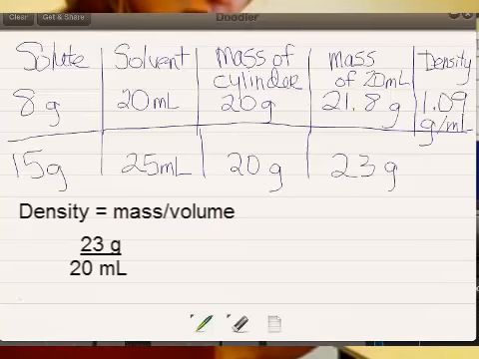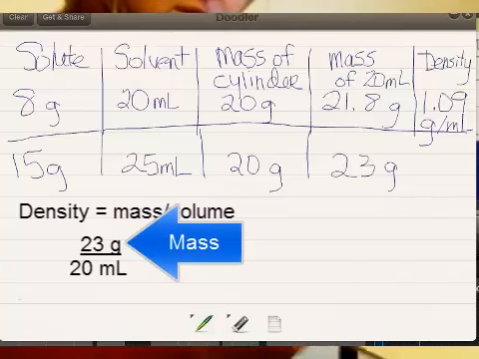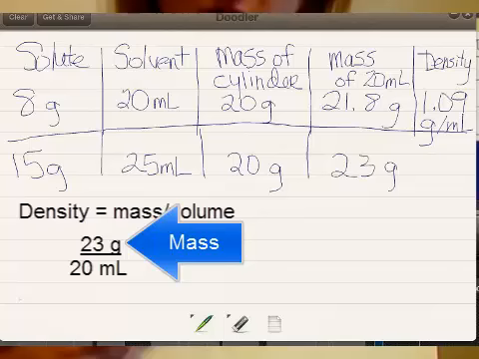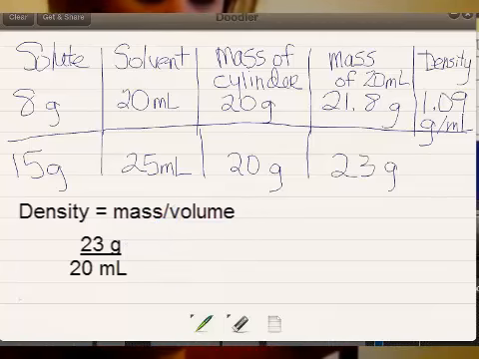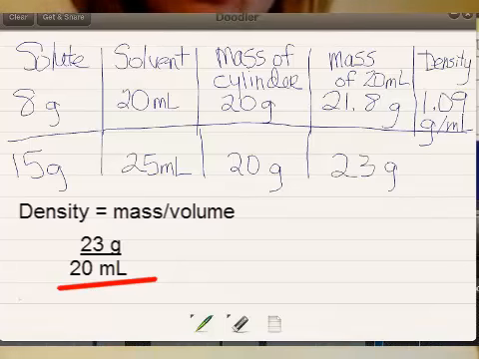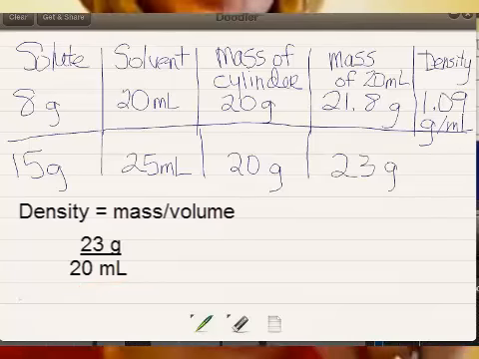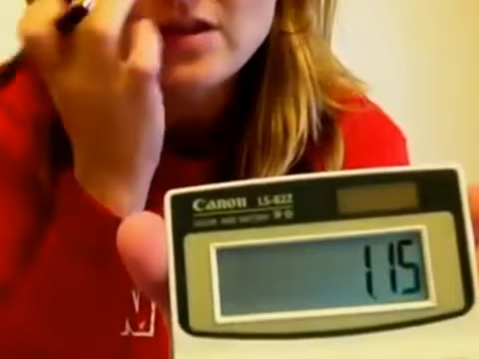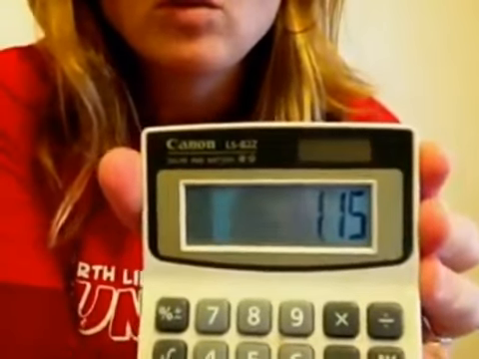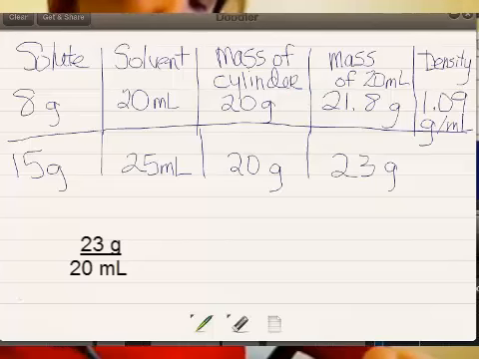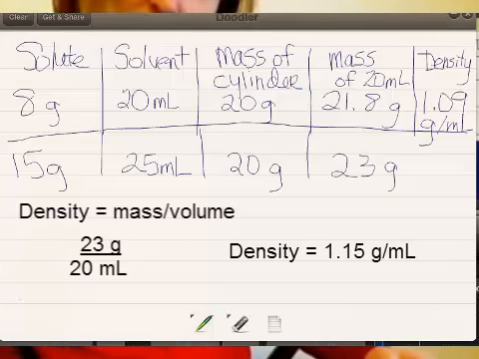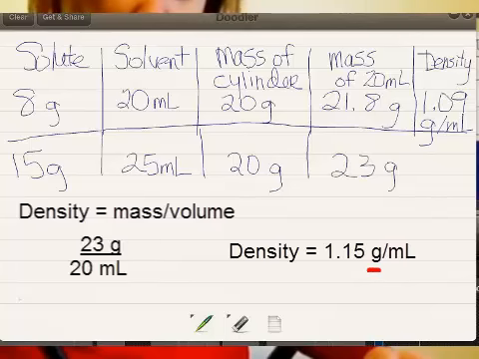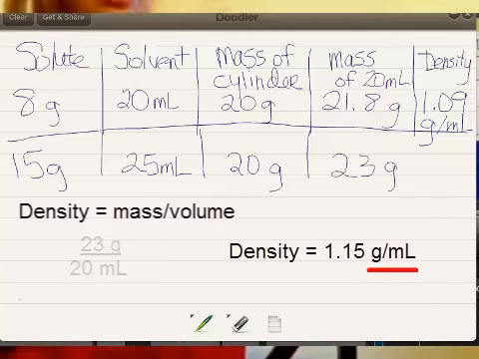So how do we set this up? We take our mass and put that on top, 23 grams. For this situation, everybody was working with 20 milliliters. So we take our calculator and put 23 divided by 20, and that gives us a density of 1.15, with a label of, yep, you got it, grams per milliliter.